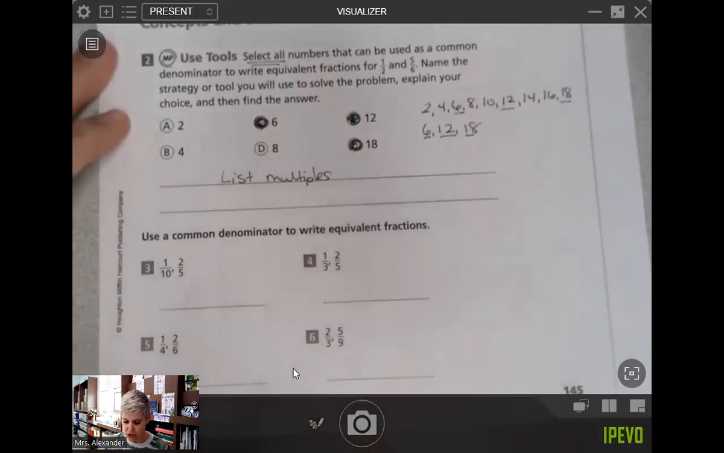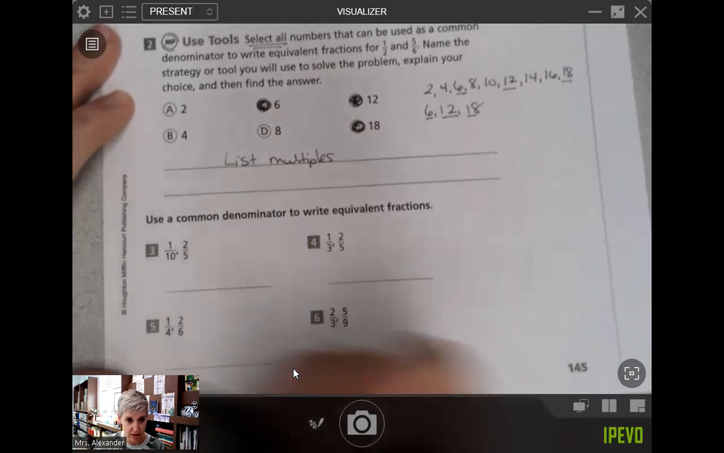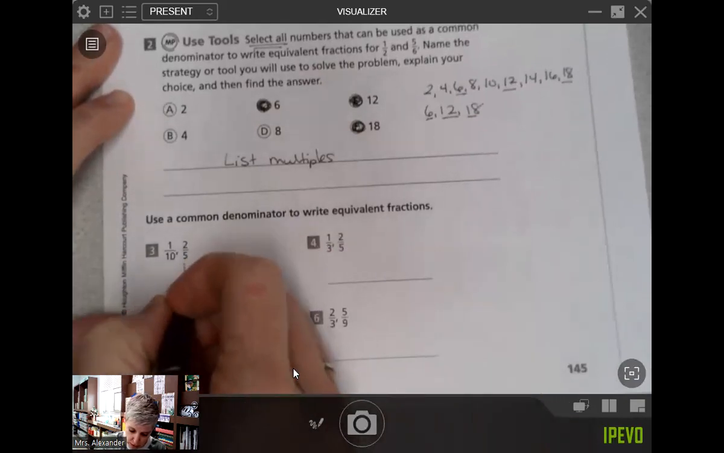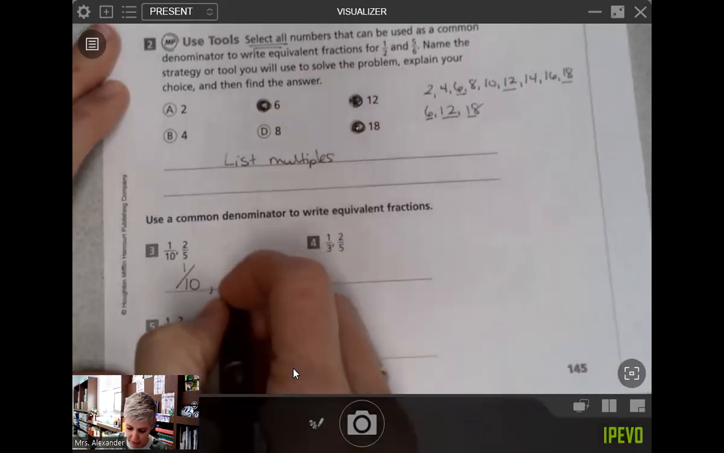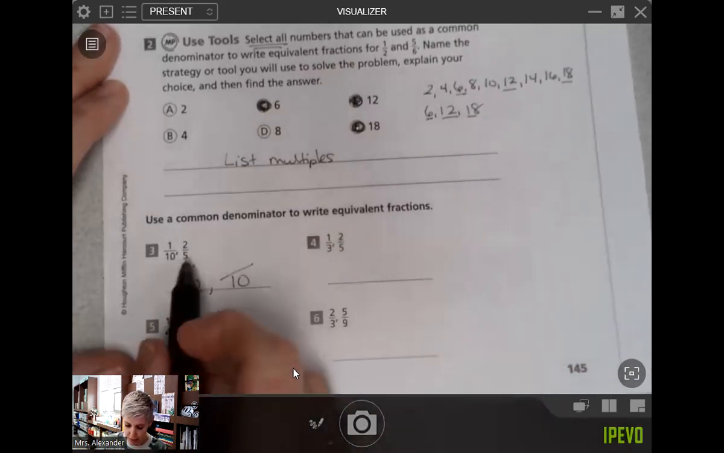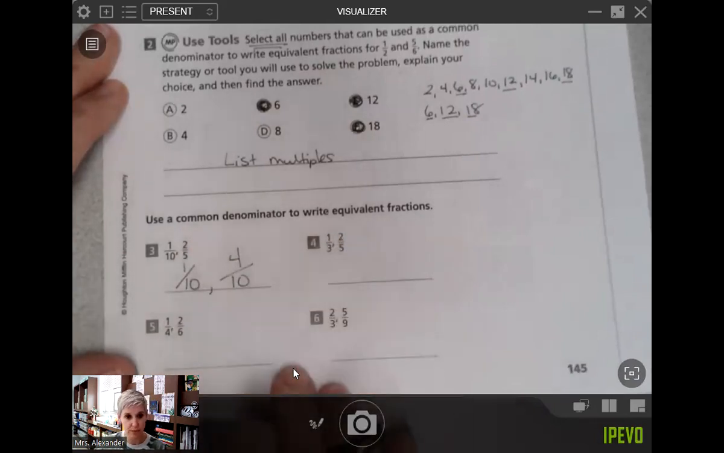Writing equivalent fractions with common denominators. When I see denominators of 10 and 5, I know I don't need to adjust that 1/10 because 10 is a multiple of 5. I'm going to adjust and rename those fifths. If I have 2/5, 5 times 2 is 10, 2 times 2 is 4.